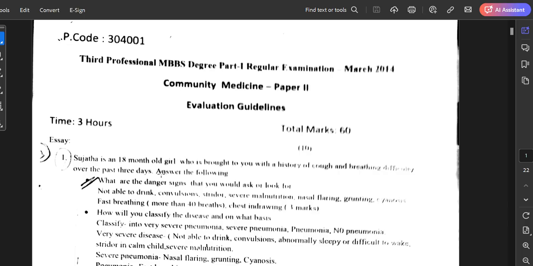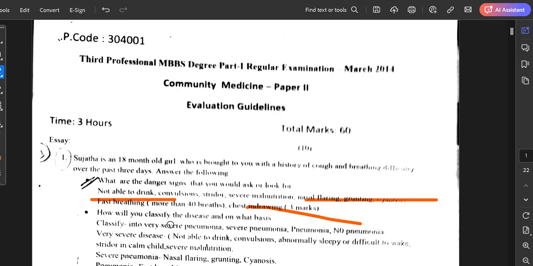So it is an 18-month-old, an under 5 child with breathing difficulty, which means acute respiratory illness. What you look for is whether she is able to drink. The danger signs: not able to drink, convulsions, stridor, severe malnutrition, nasal flaring, grunting, and fast breathing of more than 40, chest drawing. Those are the danger signs we should look for.